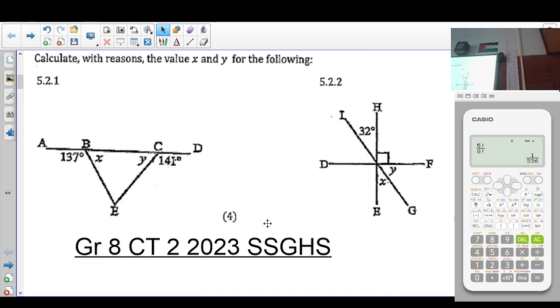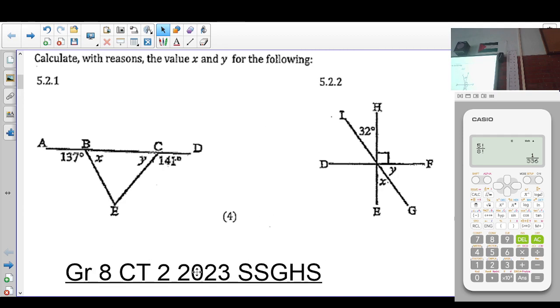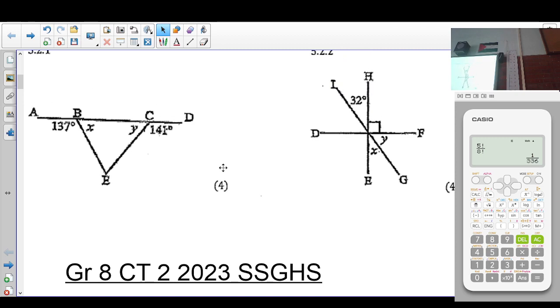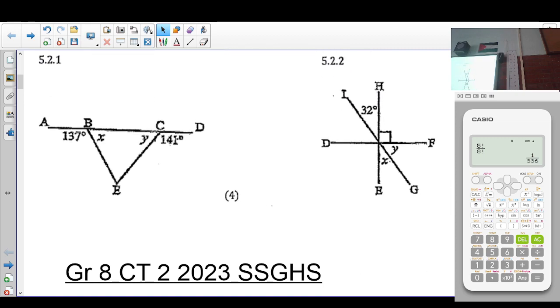Calculate, with the reason, the value of x and y for the following. So what can be covered here? Angles on a straight line. Not so?